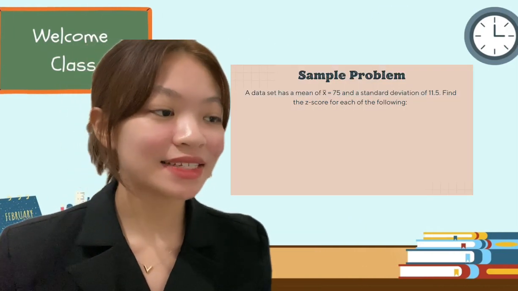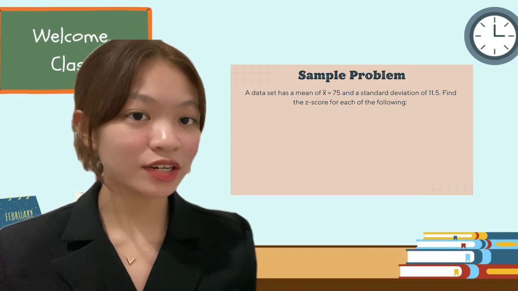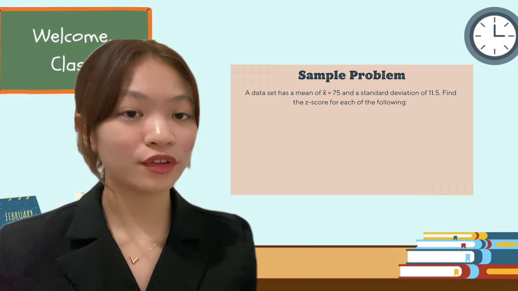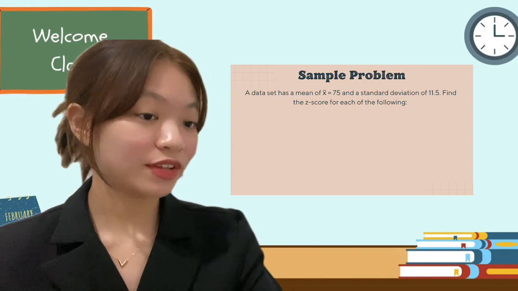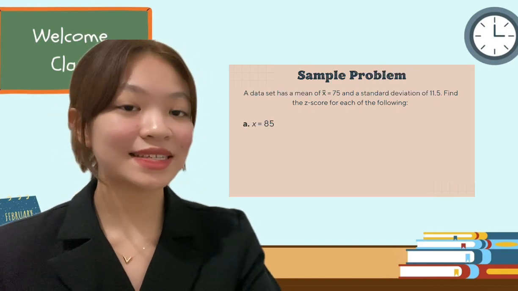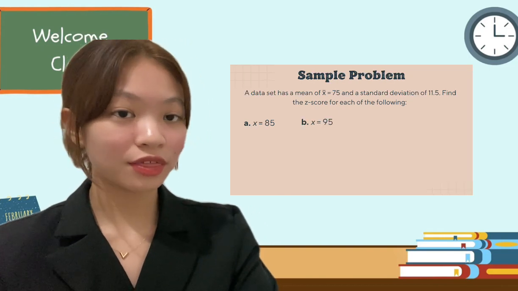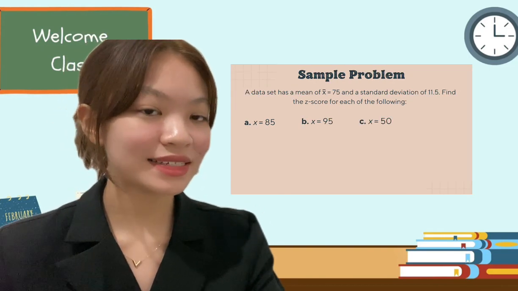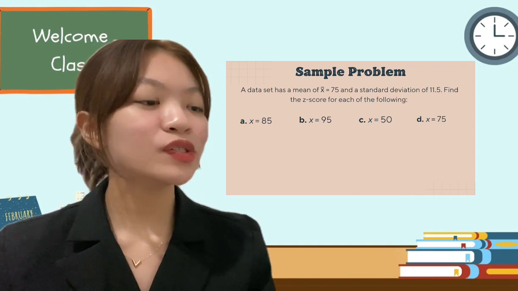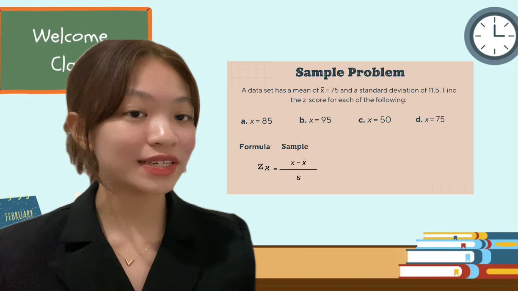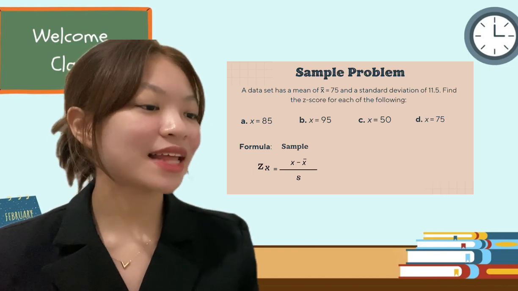So here is the sample problem. A dataset has a mean of 75 and a standard deviation of 11.5. Find the Z-score for each of the following. These are the given values. First is 85, second is 95, the third is 50, and last is 75. Using the formula for the sample, which is the value minus the mean over the standard deviation, let us now put our skills to the test.